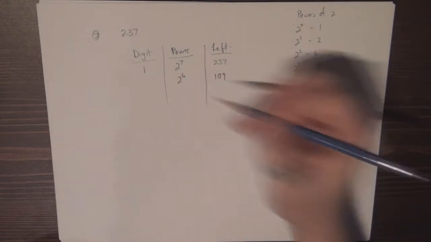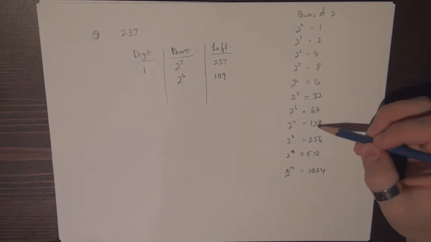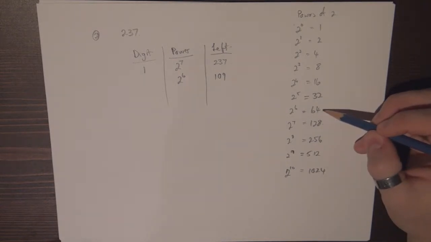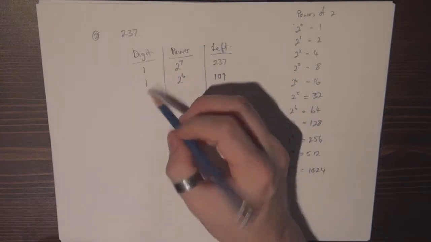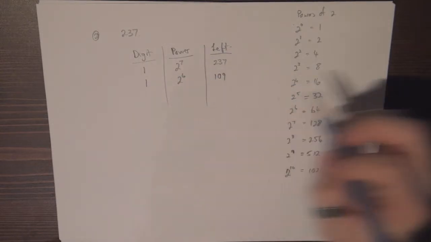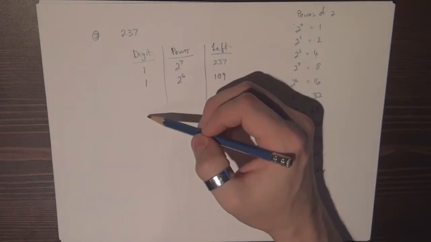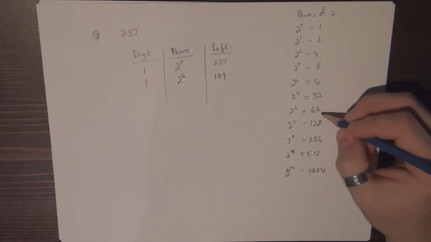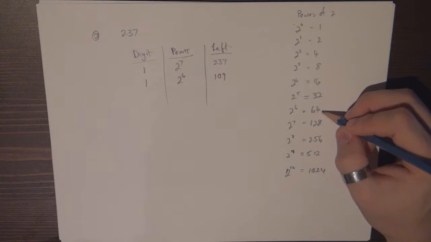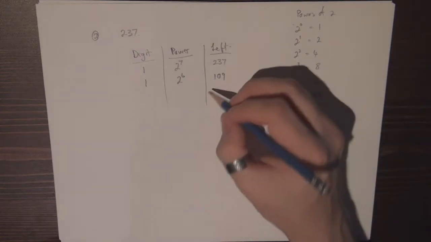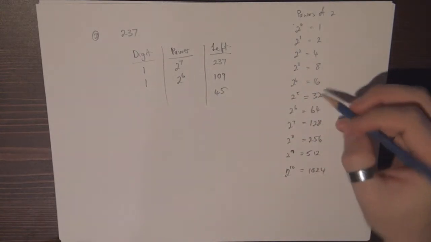Then I am going to look at 2 to the 6, 64, and 64 does fit in, but only once. If I can fit in more than one, I did something wrong. These digits will only be ones and zeros. So now 2 to the 6 is 64. So I take that away from 109 and I get 45.